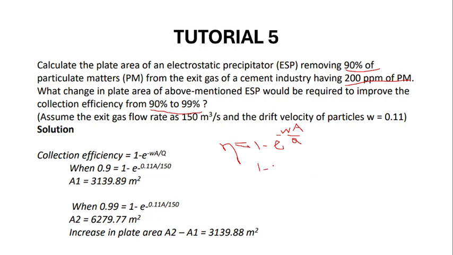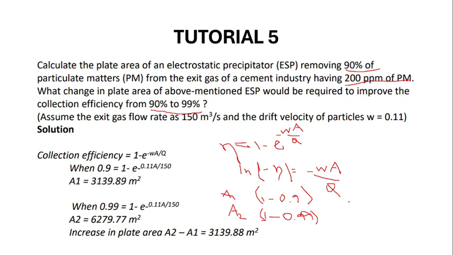So 1 minus, I will write it directly, ln of 1 minus eta is equal to minus w into A by Q. Okay, first you need to substitute eta as 0.9 for the 90%. Okay, in the next problem, calculate the area 2. We have to substitute the eta again as 0.99.